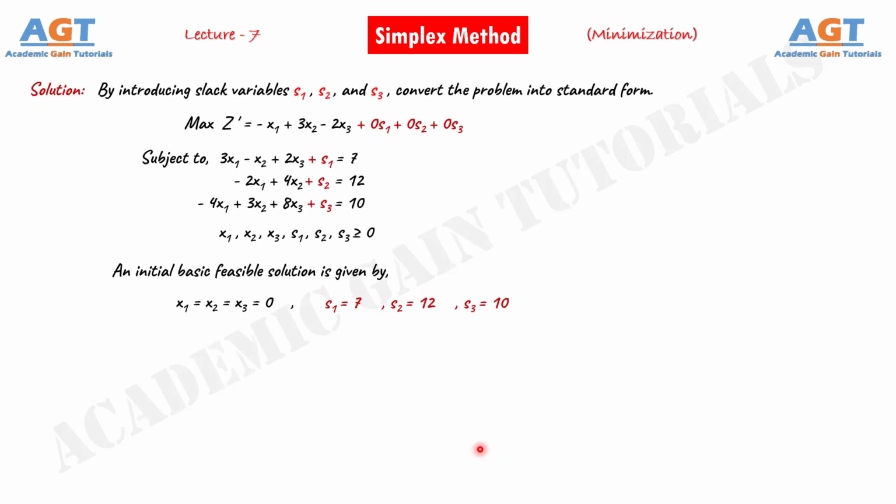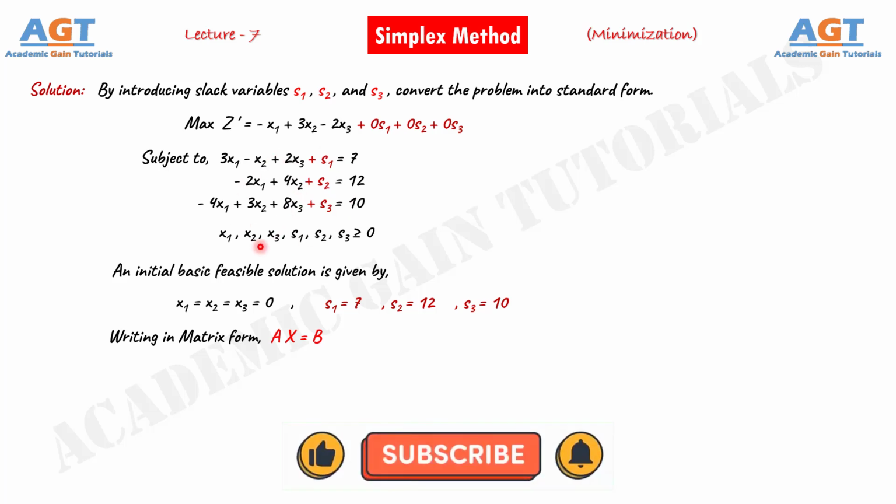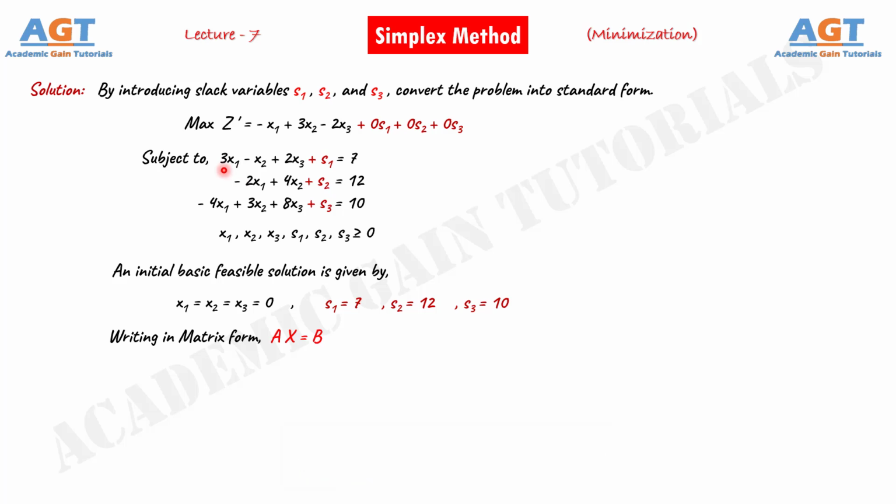Now, in the third step we will write the standard form LPP into matrix form. So, A into X equals to B is the matrix form, and we have to write this standard linear programming problem into this matrix form. Now, if we take a look at the constraints here, the cost of x1 is 3, the cost of x2 is -1. Similarly, the cost of x1 over here is -2, as we can see the cost is written in front of x1. So, in the matrix form, the letter A represents the cost of these 6 variables.